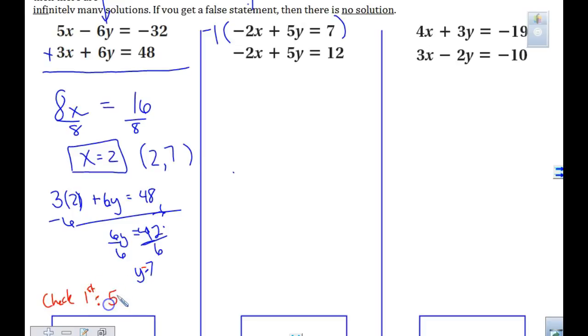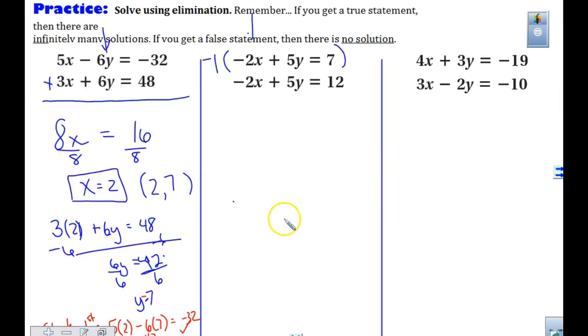5 times 2 minus 6 times 7. Which, if we're looking at that, 10 minus 42 does equal negative 32, right? 10 minus 42 equals negative 32. Okay? We're not going to check the other ones, but I just want you to be aware that when you take that quiz today, that's how we're looking at that.